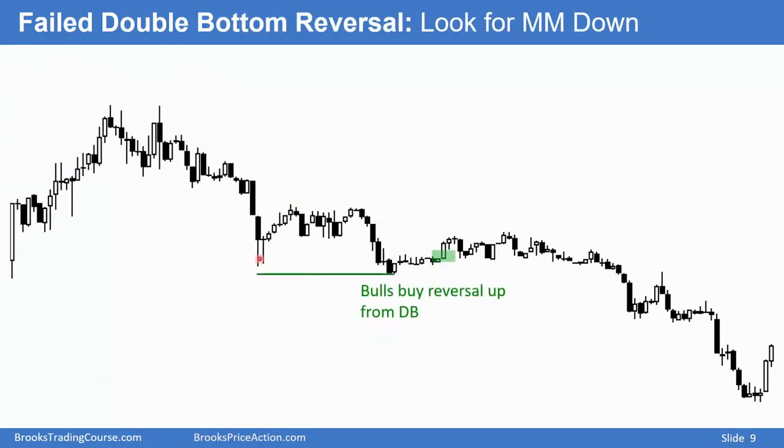A bear trend, we try to get a reversal, minor reversal. We tested the prior low. Traders are looking for a possible double top. First reversal up, pretty tight channel. Most traders will not buy that. And then we get a second reversal up here or here.